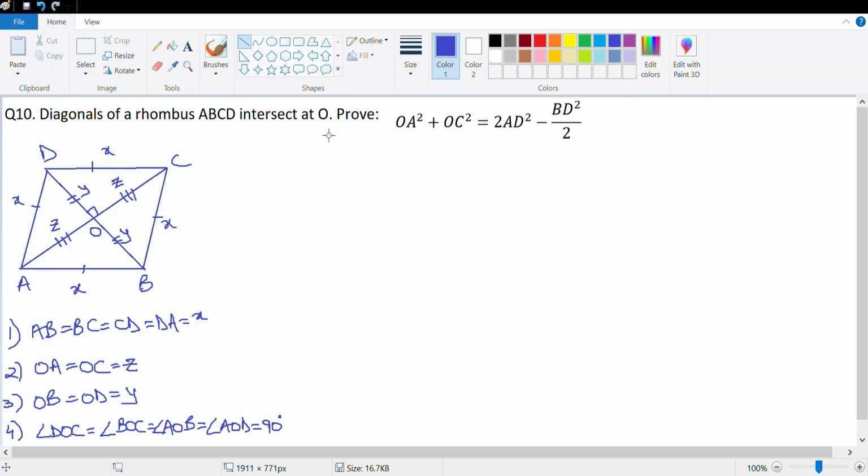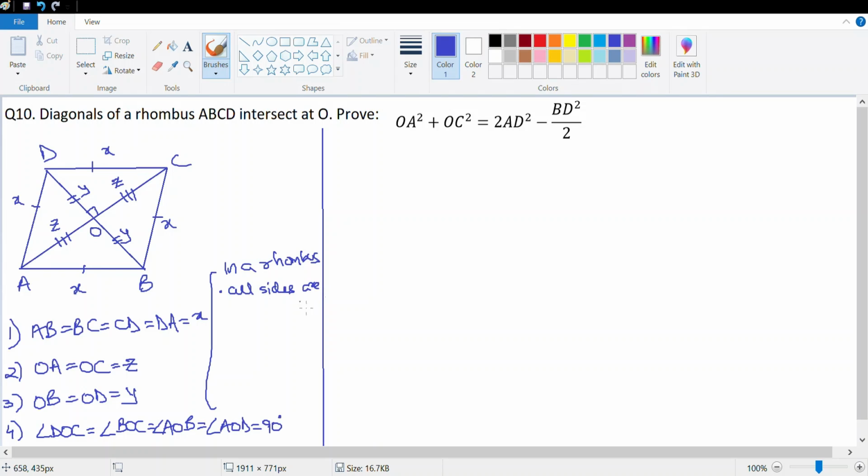We need to write the reason for this. The reason would be, in a rhombus all sides are equal. Next, diagonals bisect each other at 90 degrees. So this is the reason why we've taken these assumptions. Now let's work with the left hand side.